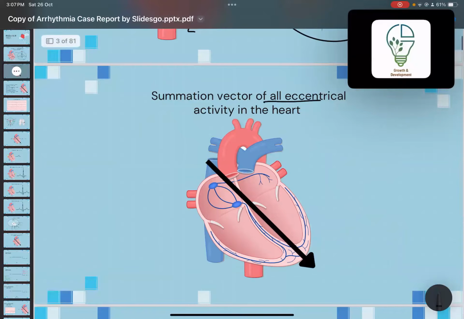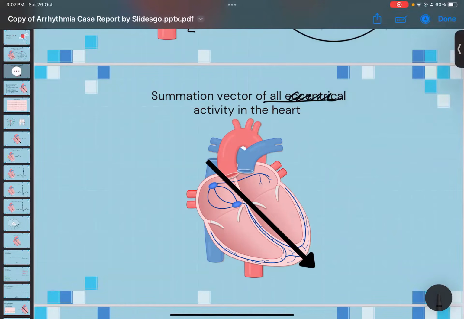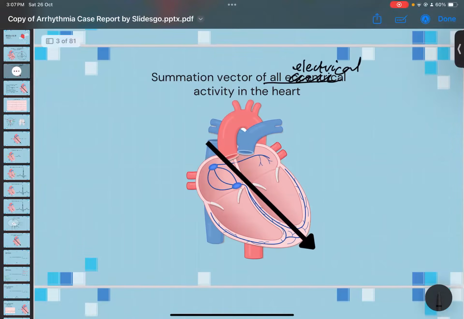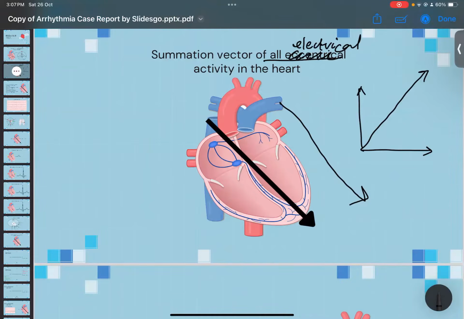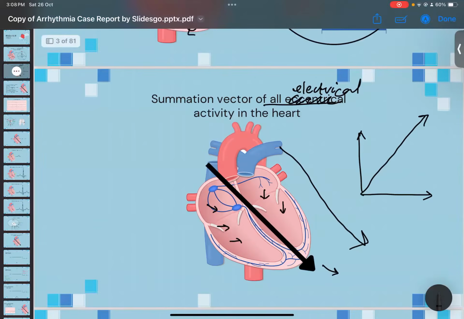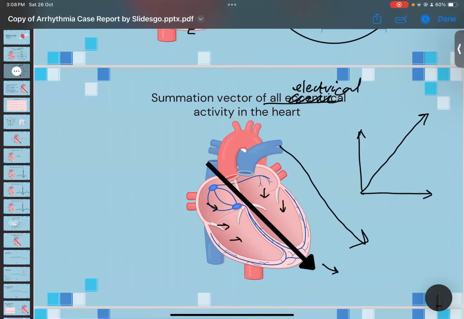So the summation vector of all the, I don't know why I wrote eccentrical here, I meant electrical, activity happening within the heart is in this direction. Going back to basic physics, you remember how we had vectors. There was a vector here, and a vector here, and if you sum up the two vectors, you have a resultant vector, which looks somewhat like this. All these electrical activities happening within the heart have a sum, and that is going to be in this direction. The reason this summation vector is important, we're going to come to in a bit.